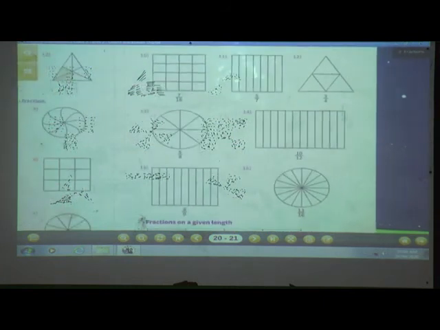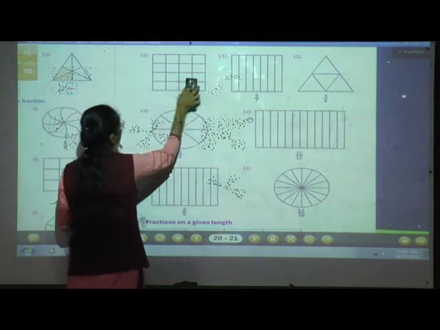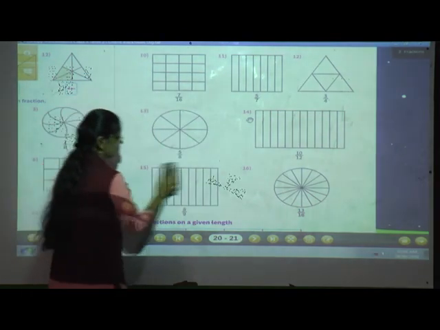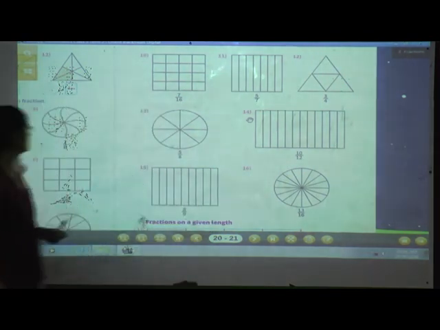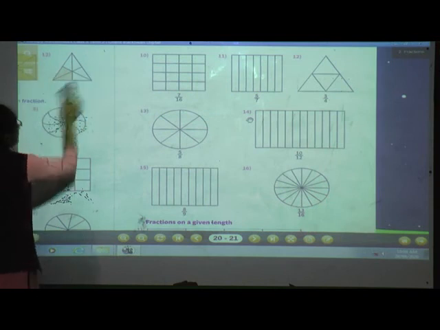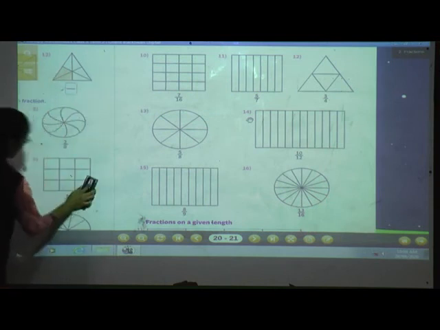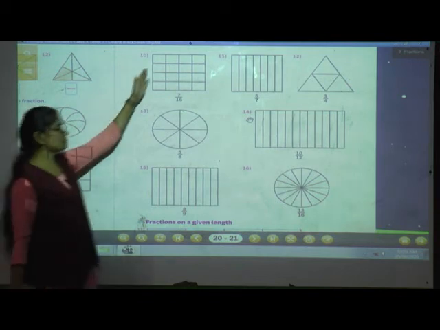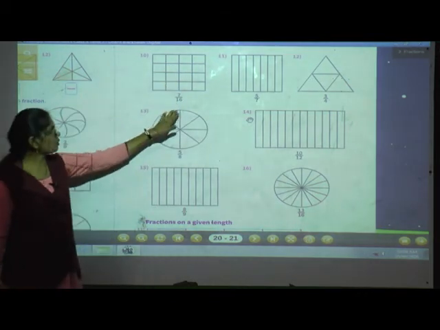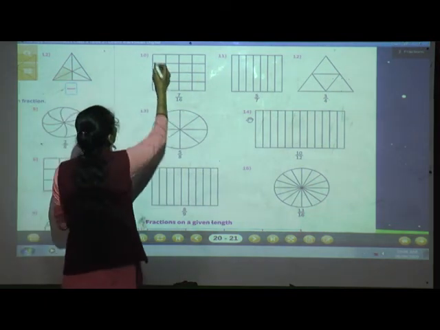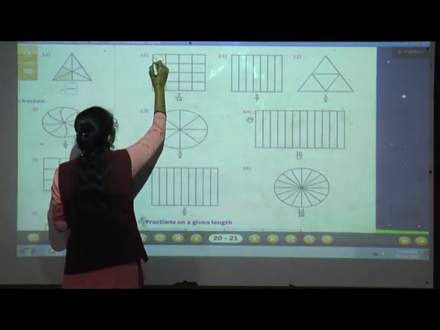Then here some more examples are there. See the 10th one. Here in the next example, what is the fraction? Fraction is 7 by 16. Means here 16 equal parts are there. And out of that 16, how many parts you will color? 7 parts. Okay, correct. So color the 7 parts.